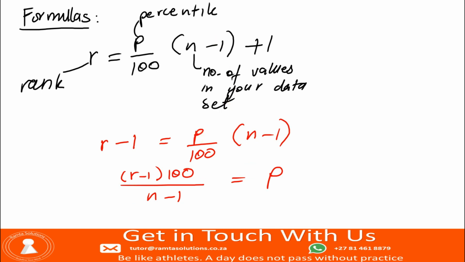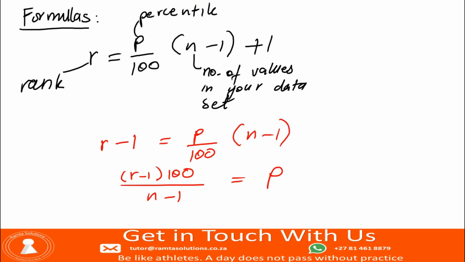Alternatively, to find your percentile, you can use this formula. You can say percentile is equal to the number of values below the datum over the number of values.